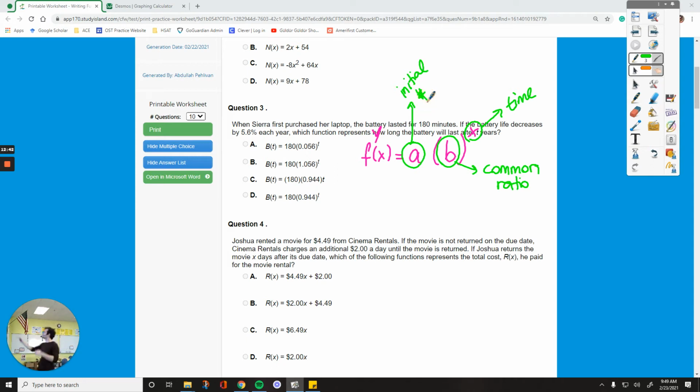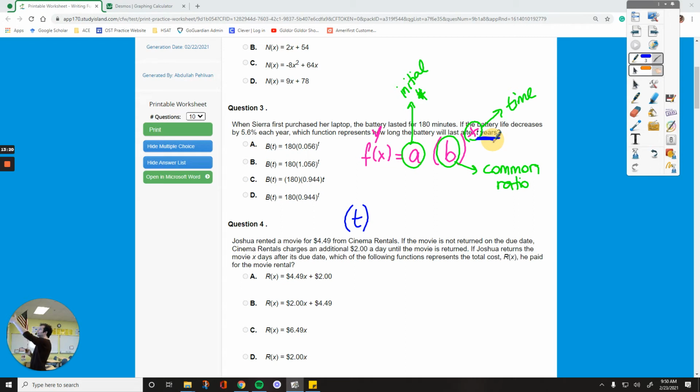So let's read the question and figure out what our numbers are going to be. The question is, function represents how long the battery will last after t years. So how long it'll last, this is about the time, right? It's going to last 3 years. It's going to last 5 years. Whatever that number is, the unit is going to be the years. So my function is going to have the t inside the parentheses because right here it says after t years. That's my time. Instead of x, I want to put that t.